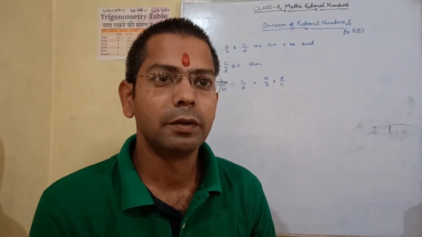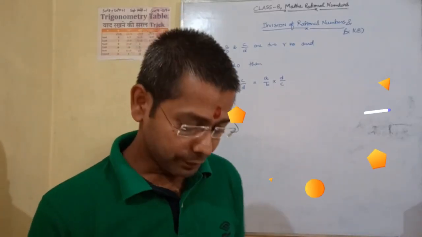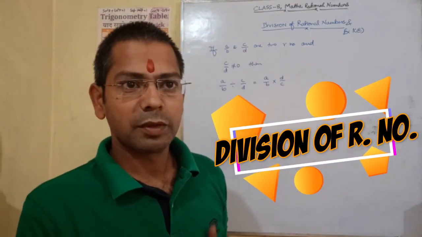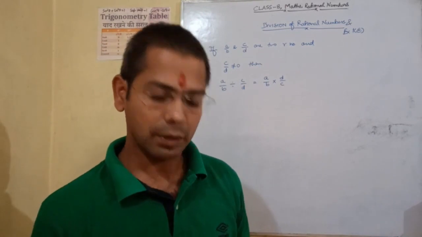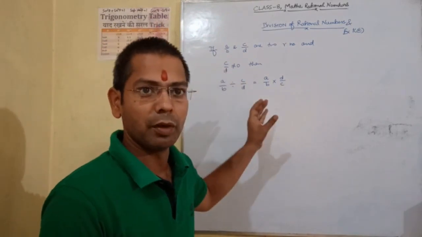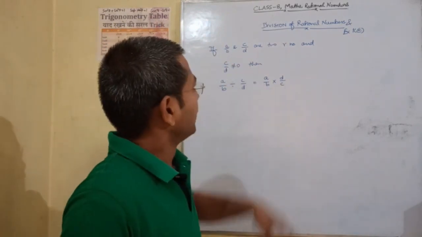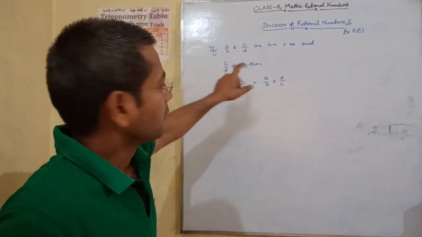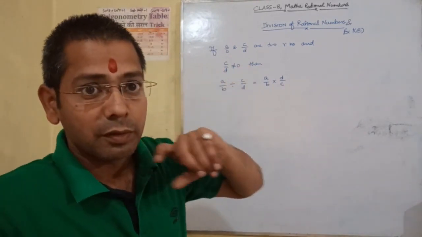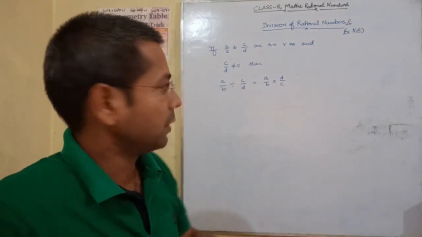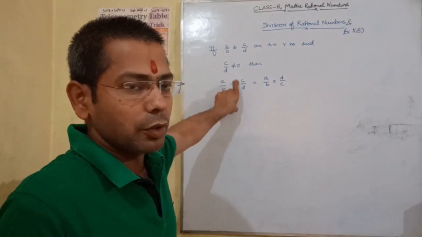Dear students, now we will discuss the division of rational numbers with its related exercise of RS Agrawal. Here are two rational numbers, a upon b and c upon d. We will divide a upon b by c upon d, but the condition is that the rational number which is dividing should not be 0.